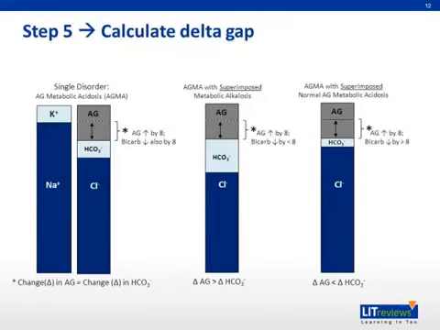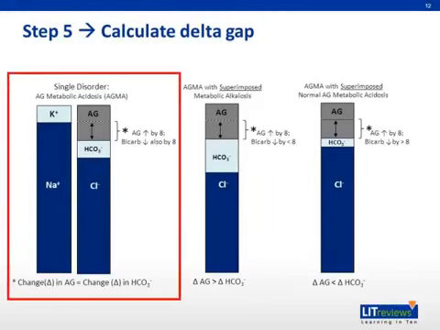Step 5. Calculate the delta gap. When we have anion gap metabolic acidosis only as a single disorder, the change in the anion gap should be equal to the change in the bicarbonate concentration. If, for example, the anion gap increases by 8, then if we are in the presence of a single metabolic acidosis, the bicarbonate should also change by 8.